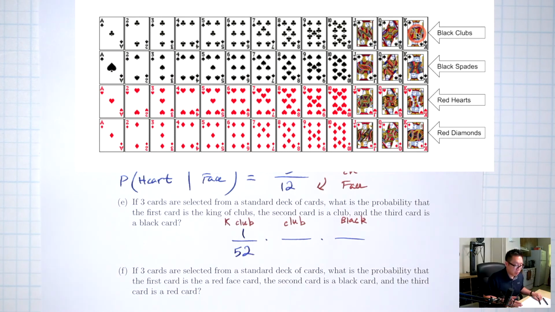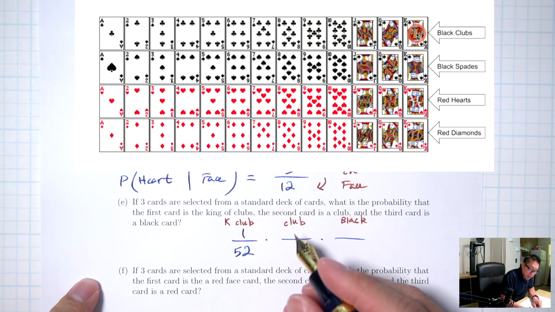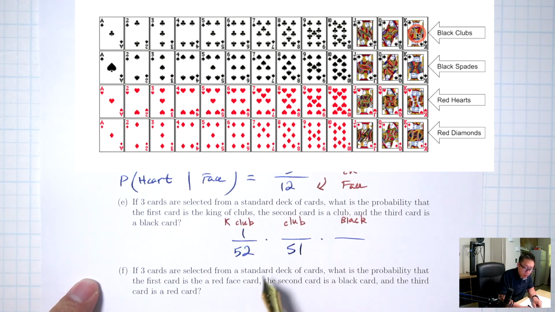Second fraction. Now, for cards, I'm picking a card, and then I'm picking another card, and then I'm picking another card. That's what it means to pick 3 cards. I'm picking a card, I'm not putting it back, I'm picking another card. So for cards, because I'm not putting it back, I should have 1 less card. So for the bottom here, I should be down to 51. And then for the same reason, for the third fraction, I should be down to 50.